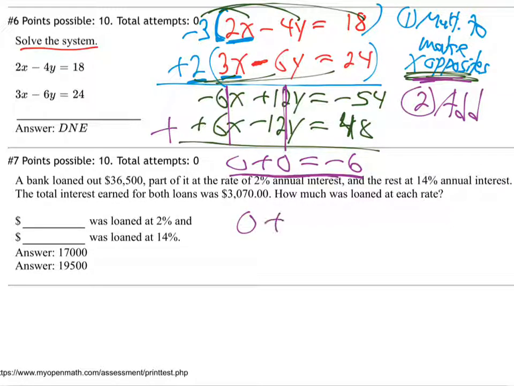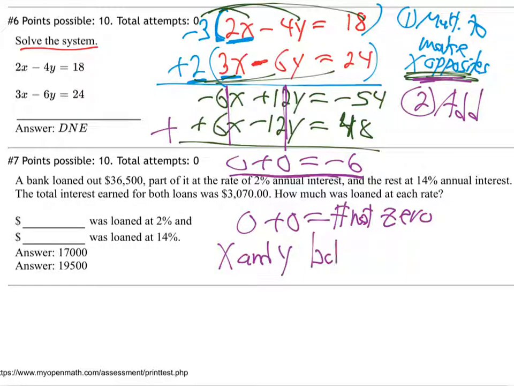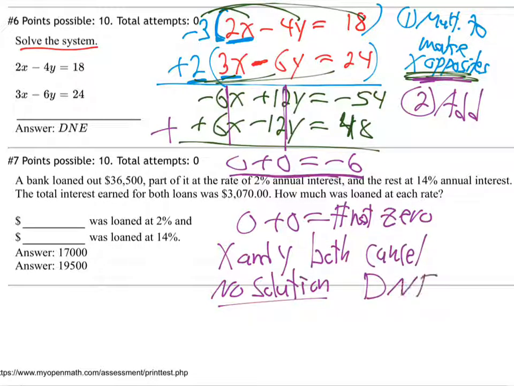When you get 0 plus 0 equals a number that's not 0, when x and y both cancel at the same time, that means no solution. That means there's no answer to this problem, or they want us to say D and E. That stands for does not exist. The answer is D and E does not exist. There's no answer to that problem.